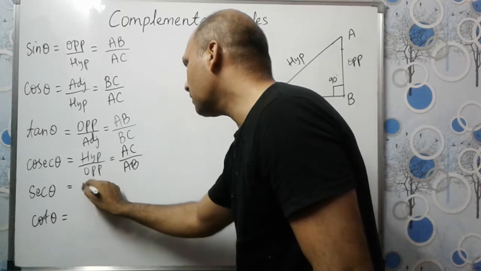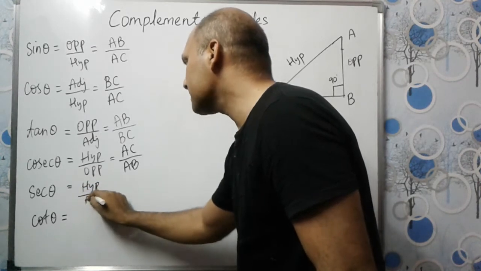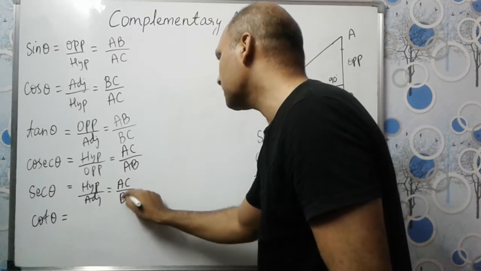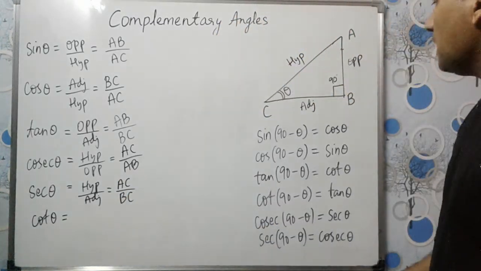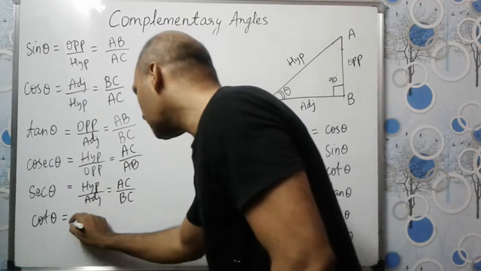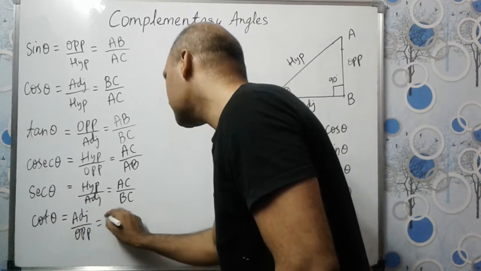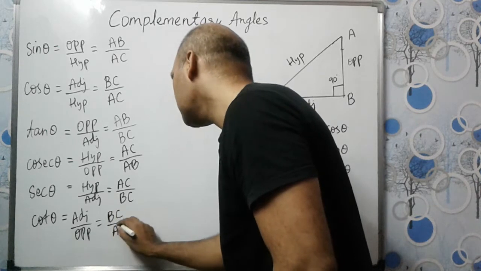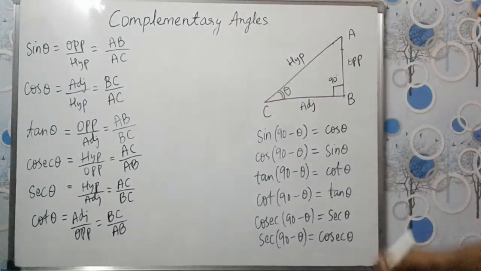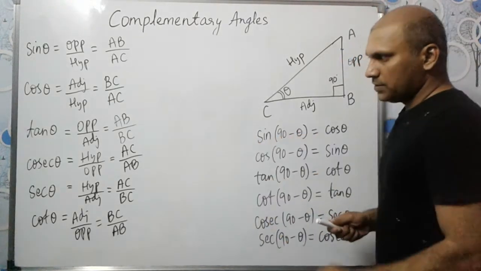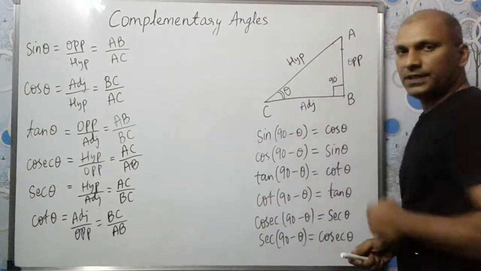Secant is hypotenuse divided by adjacent. So hypotenuse is AC, adjacent is BC. Okay, now let us write cot. What is cot? Adjacent divided by opposite. Adjacent is BC divided by opposite is AB. Okay, so we wrote sine, cos, tan, cosecant, secant, cot for theta.